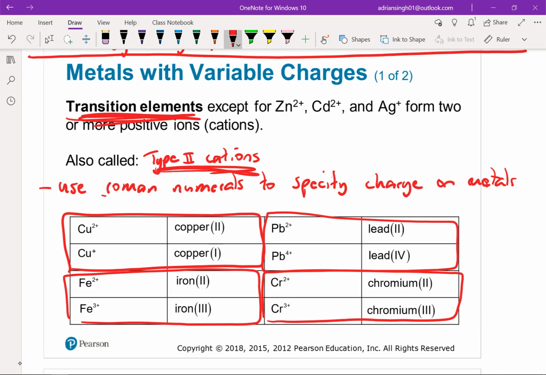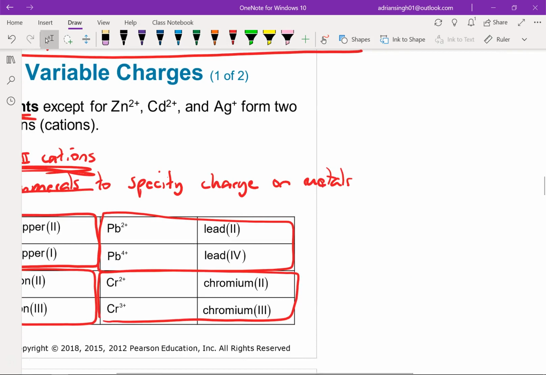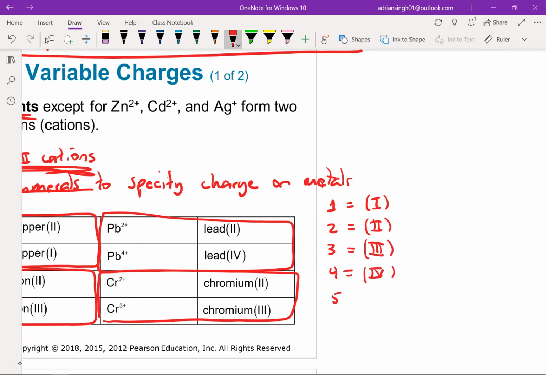So if you don't remember what Roman numerals are, I'll just remind you here really quick. The Roman numeral for 1 is I, and we're going to put it in parentheses. The Roman numeral for 2 is II. Roman numeral for 3 is III. 4 is IV. I'm sorry, 5 is V, and then 6 is VI.